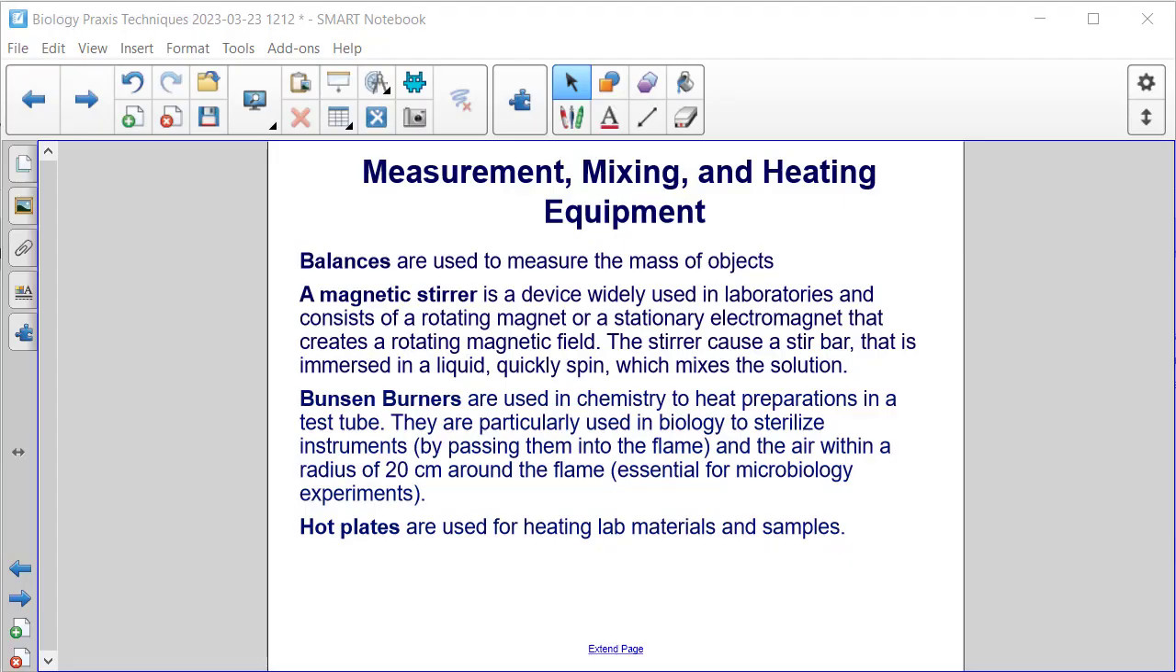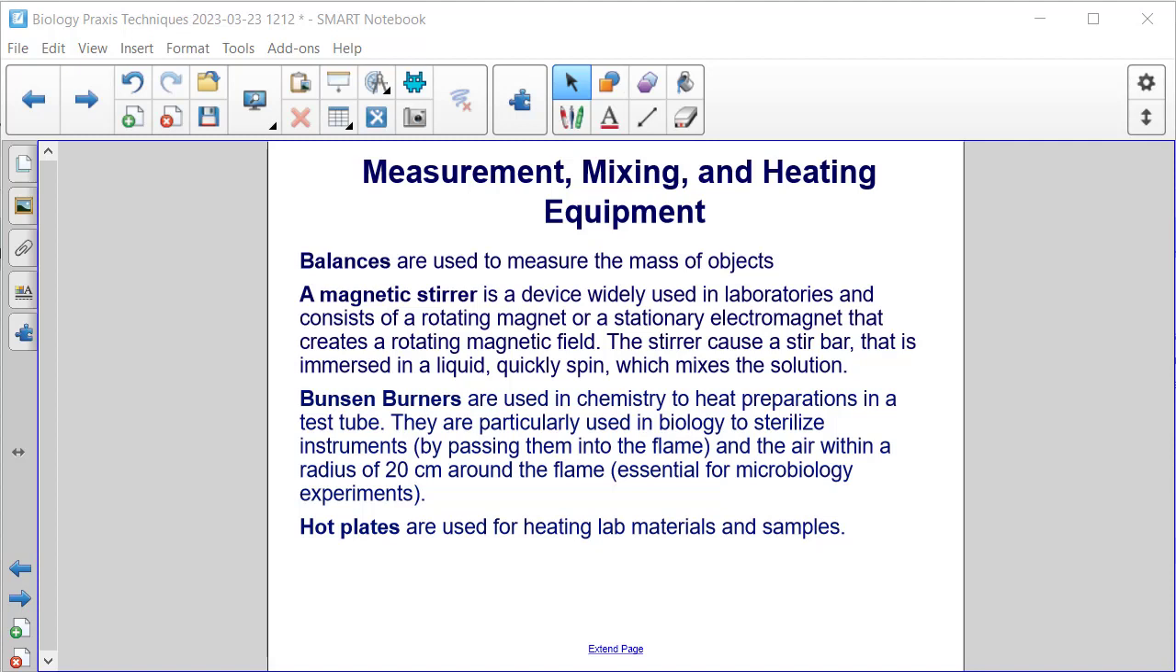Measuring, mixing, and heating equipment. Balances are used to measure the mass of objects. A magnetic stirrer is a device widely used in laboratories and consists of a rotating magnet or a stationary electromagnet that creates a rotating magnetic field. The stirrer causes a stir bar that is immersed in a liquid to quickly spin, which mixes the solution.